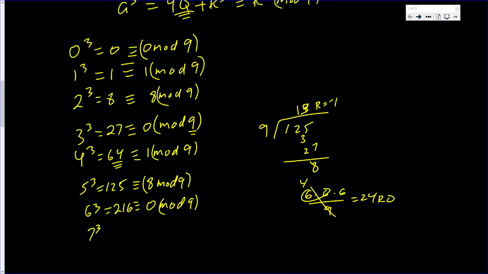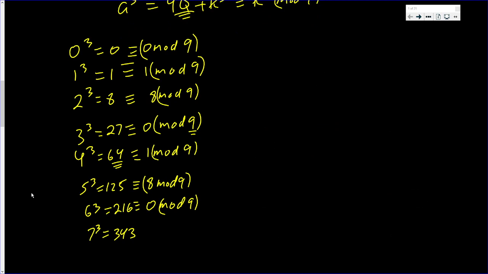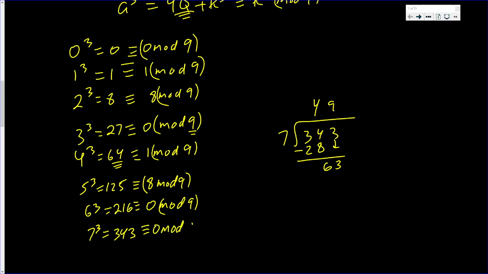Now, 7 cubed is 343. How many times does 7 go into 343? Or more important, what's the remainder? 7 goes into 34 4 times. That leaves 6 left over. And 7 goes into 63 evenly. That is, the remainder is 0 mod 9.